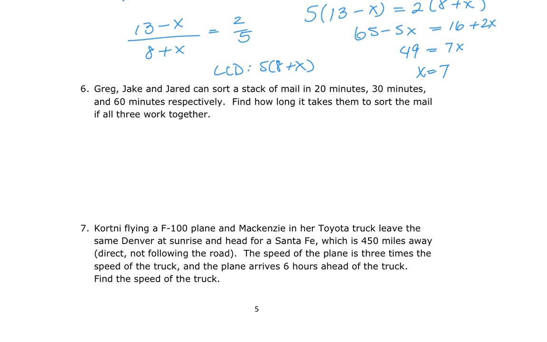Number 6. Jake and Greg and Jared can sort a stack of mail in 20 minutes, 30 minutes, and 60 minutes respectively. How long does it take them to sort the mail together? Starting with Greg, 1 over 20 minutes, 1 sorting takes him 20 minutes, plus 1 sorting for Jake takes 30 minutes, plus 1 sorting takes Jared 60 minutes.